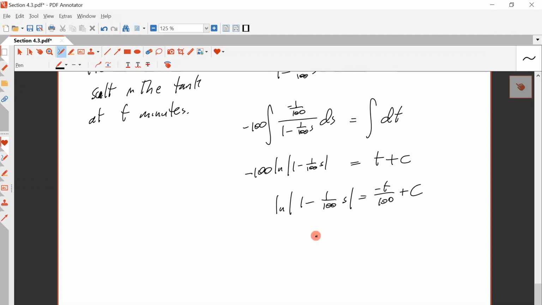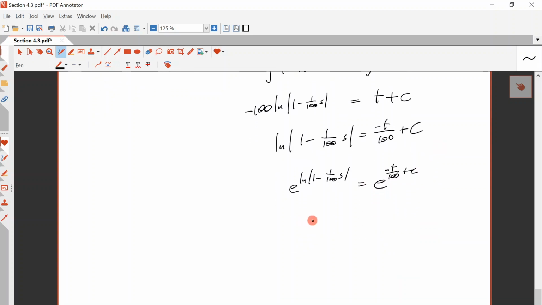Now using that exponential function, e to the natural log of (1 minus 1/100 s) is equal to e to the (minus t over 100 plus c), right? So the absolute value of 1 minus 1/100 s is equal to e to the c times e to the minus t over 100. Getting rid of absolute values, you get the plus or minus here, right?